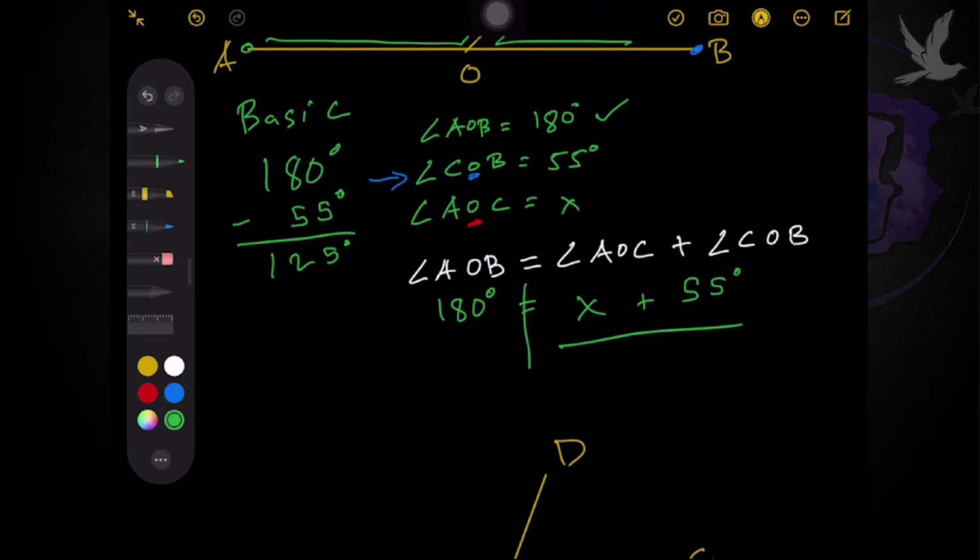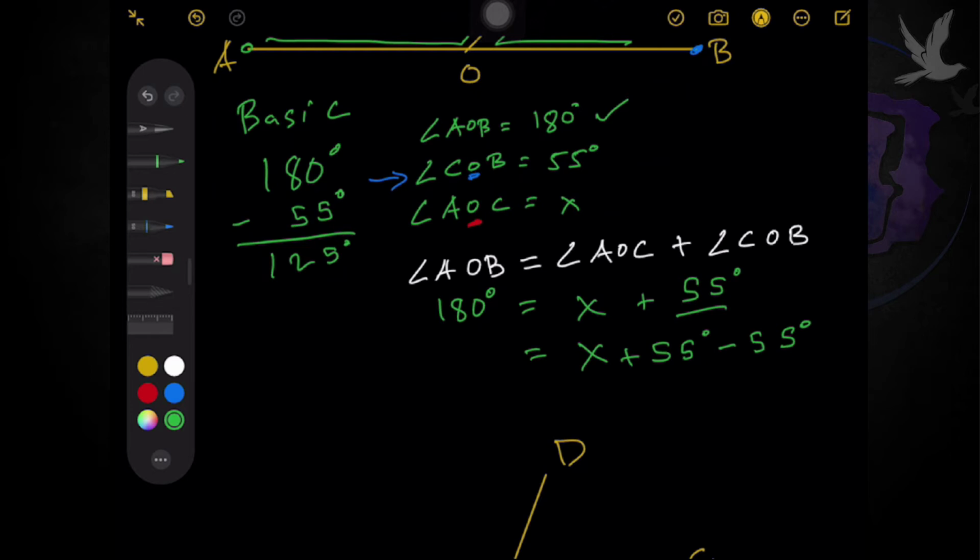Itong side na to. How do we remove it? By simply subtracting 55 from this equation. So in other words, this will now become X plus 55 degrees minus 55 degrees. Kasi nga, we are trying to remove 55 degrees there. Why? Because you want to leave X alone in one side of the equation. Okay, yun na kasi ang purpose nyo eh. You want to leave it alone.